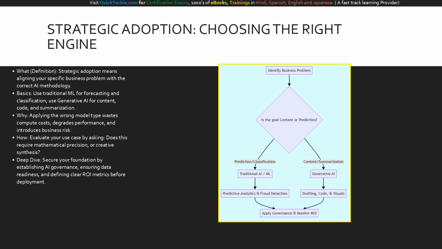If your goal requires content, text, or summarization, you route right to generative AI, enabling drafting, code, and visuals. Notice that regardless of which path you take, both converge at the bottom box, apply governance, and monitor ROI. Technology choices may differ, but the necessity for responsible AI and measurable business value remains absolute across the board.